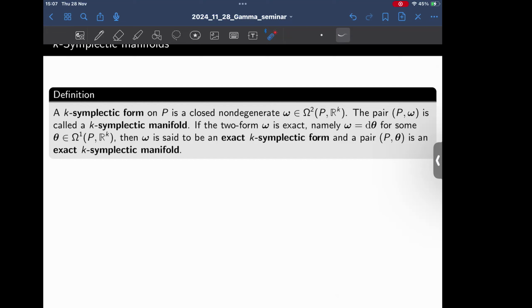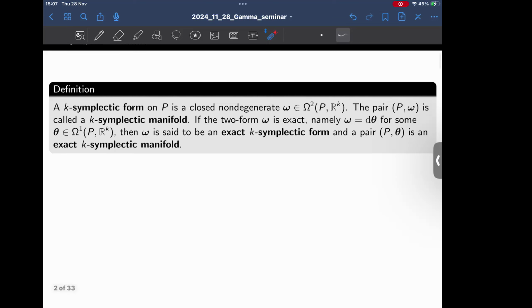Okay, so the pair is a K-symplectic manifold, and in the K-contact setting, it will be important to deal with K-symplectic manifolds where omega is exact, namely that bold omega is the differential of some R^k-valued one-form theta. And then (P, theta) is an exact K-symplectic manifold.